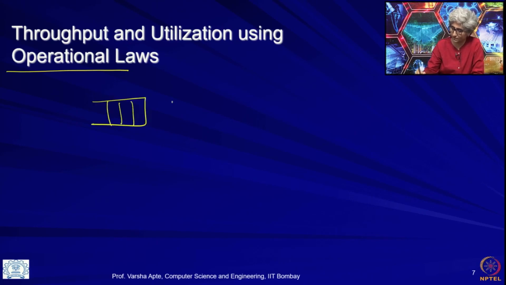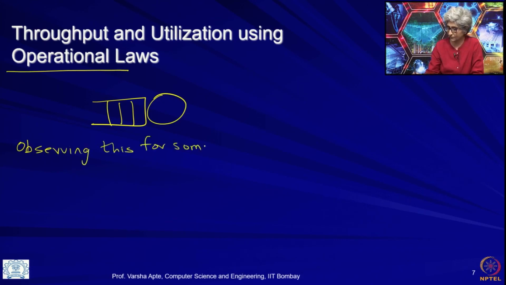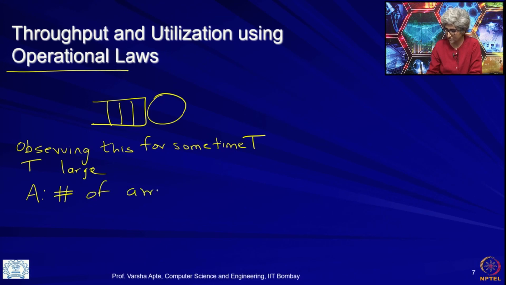This is infinite buffer, this is single server, and let us assume that we are observing this for some time t, okay, and we assume that t is large. So, the boundary conditions have less effect. Okay, so, we observe this queue and what do we observe? We say that A is the number of, so I will always use this hash as something that denotes a number. Okay. So, A is the number of arrivals in time t.